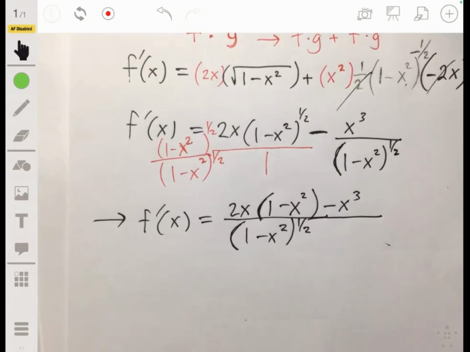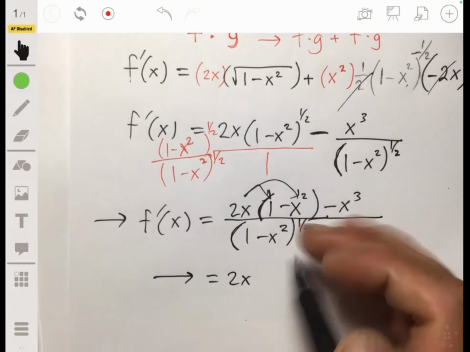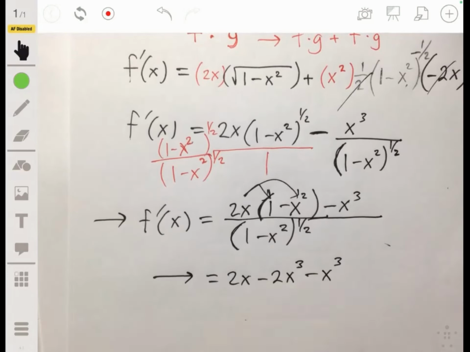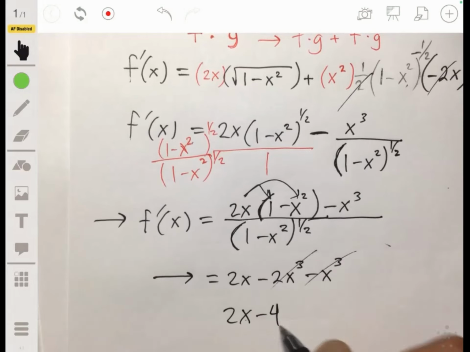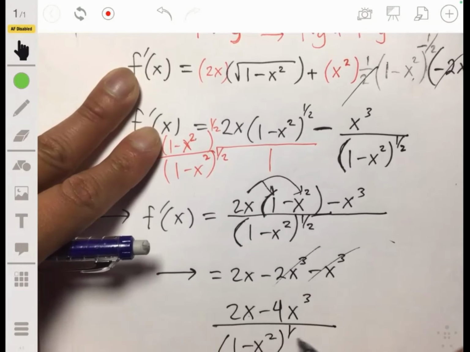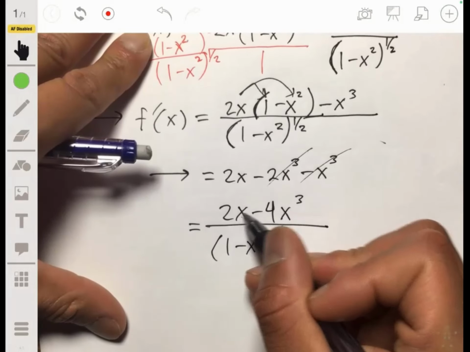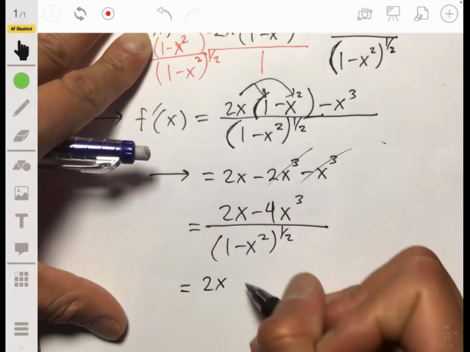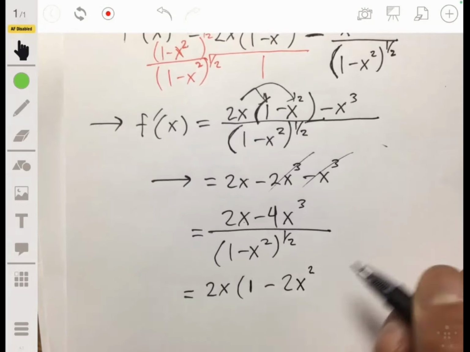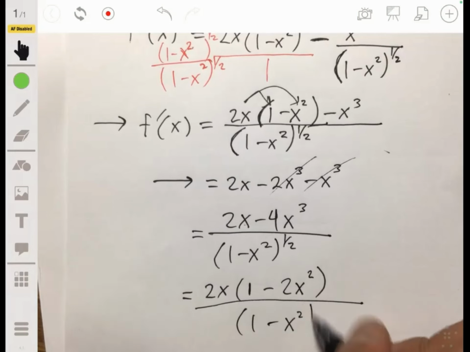And then you can probably start seeing how some stuff is going to cancel. 2x, we distribute that: 2x minus 2x cubed minus x cubed. That'll be on top, so then that'll make it 2x minus 4x cubed on top, all over 1 minus x squared to the 1/2. And then we can take out a 2x out of both of these: 2x times 1 minus 2x squared, all over 1 minus x squared to the 1/2.